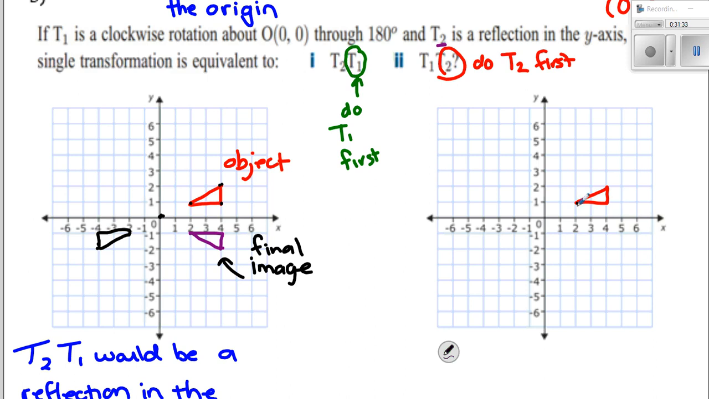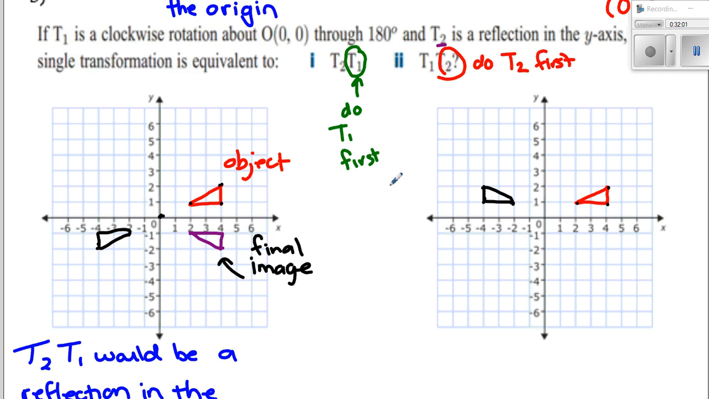Reflection in the y-axis. So this little point would correspond with that little point because the y-axis is the vertical one. This little point would become that little point because the mirror line is this y-axis. And this little point would become that little point. So let's connect those up with a ruler. Wicked. So we've done T2, now we've just got to do T1.